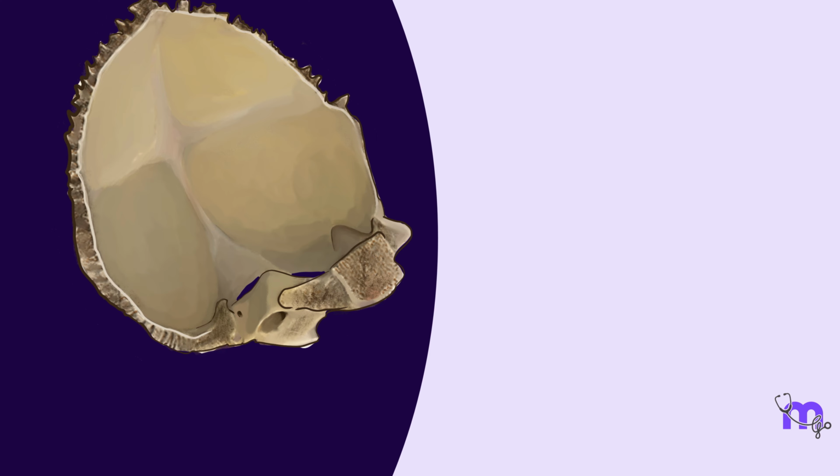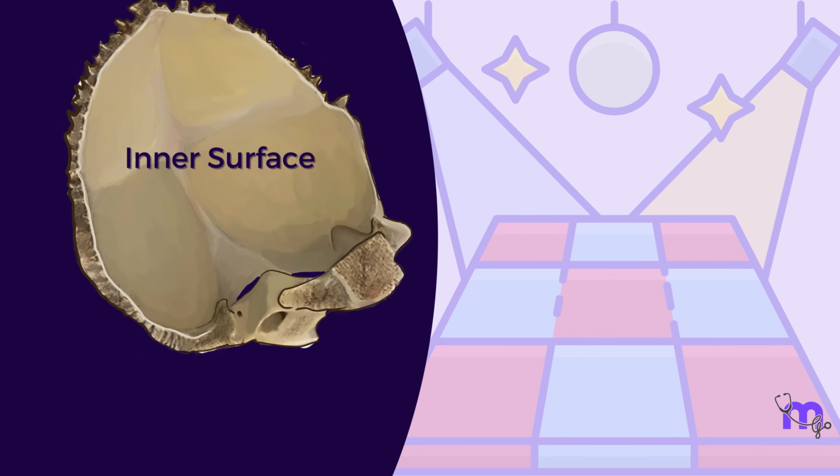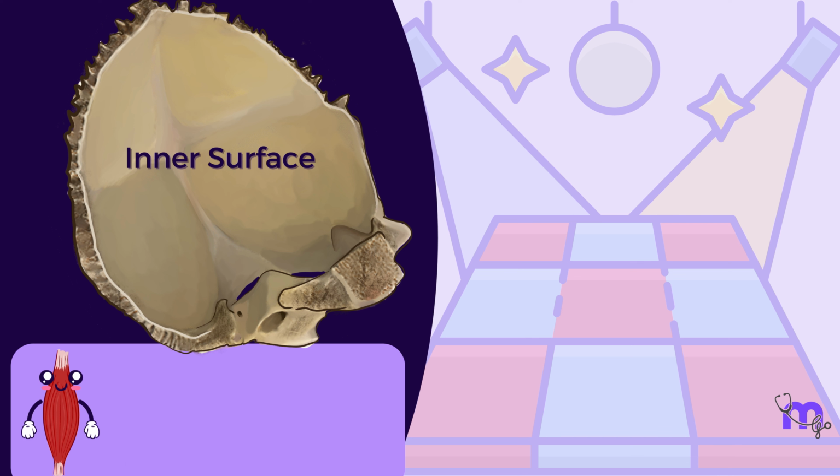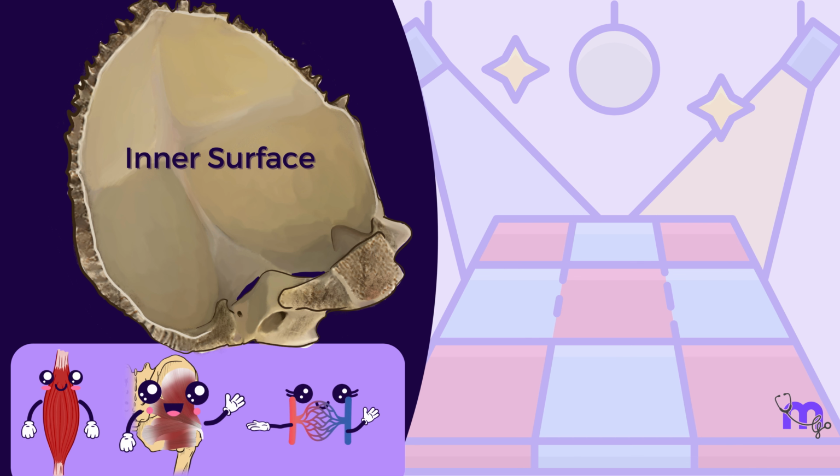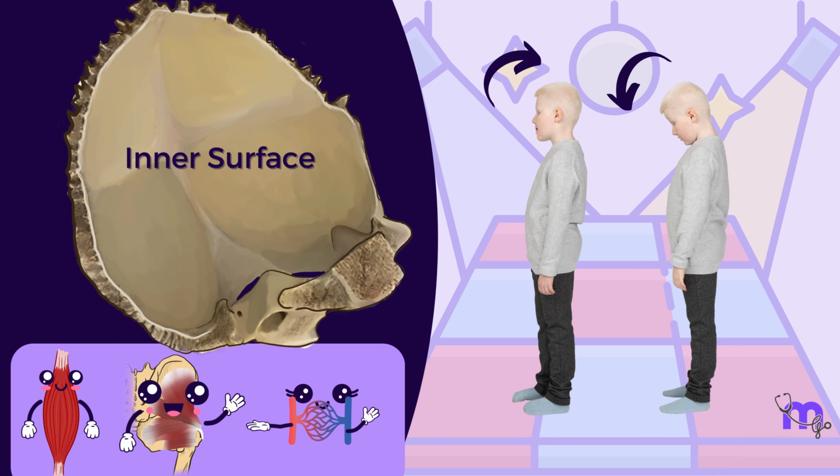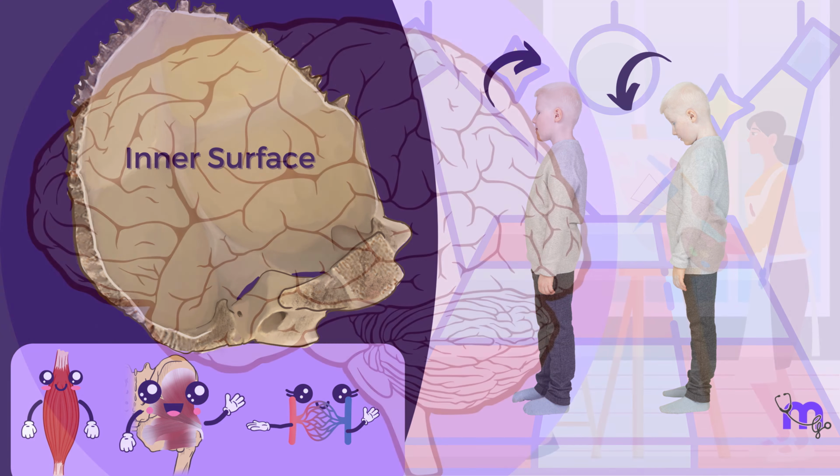Think of the occipital bone's inner surface as a dynamic dance floor. Muscles, ligaments, and vessels perform a coordinated dance, attached and swaying in rhythm with head movements. This choreographed dance maintains the head's balance and agility.